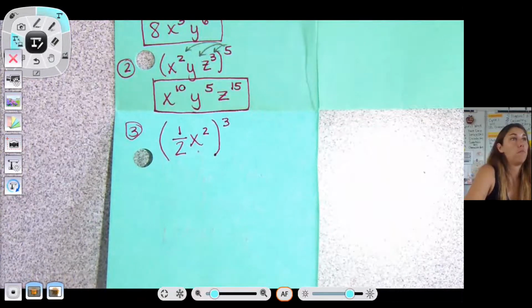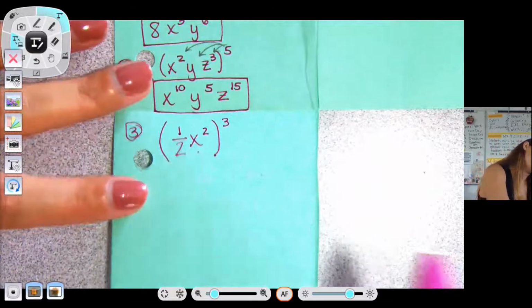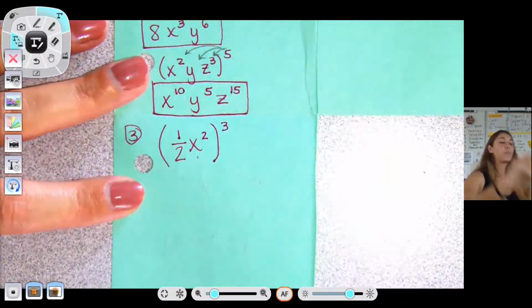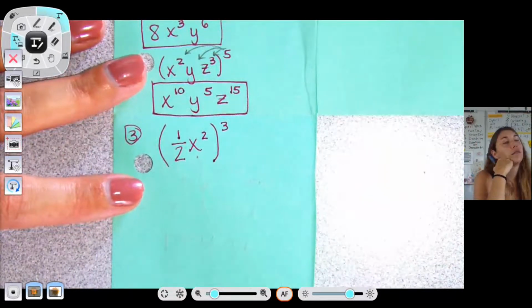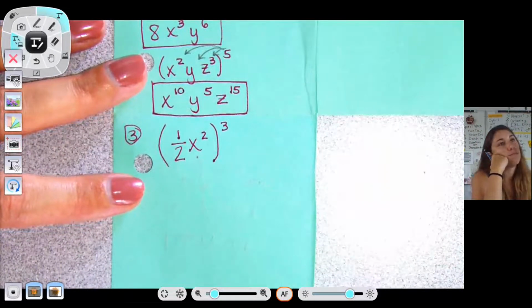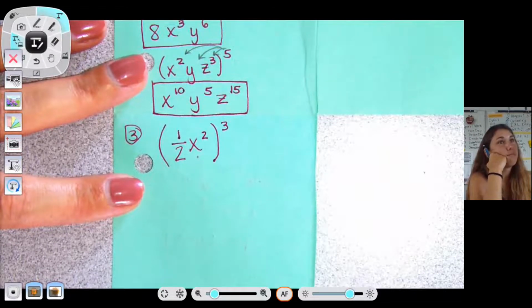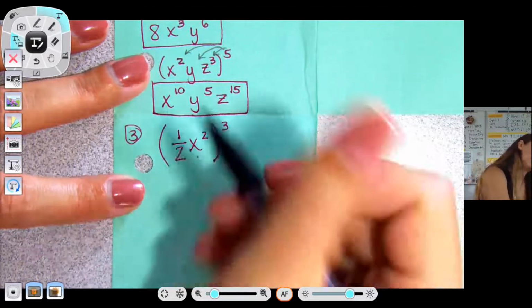Okay, let's do this one together. It is 1/8. Is it 1/8 x to the 6th power? Yes. Can you help, what did you get? 1/8 x to the 6th. Oh, it's x. Yes, exponents.